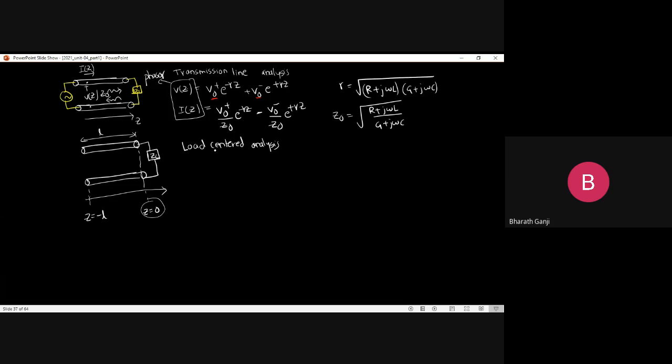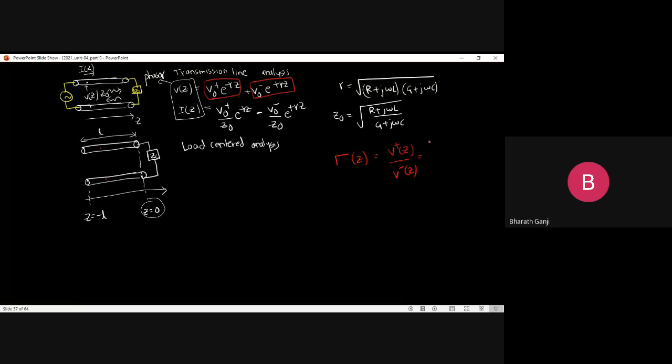The first one is, because we have a forward wave and a backward wave, we initially defined something called the reflection coefficient. The reflection coefficient at any point on the wire is given as the forward wave, that is V plus of Z, divided by the backward wave V minus of Z. So this is your forward wave and this is your backward wave.